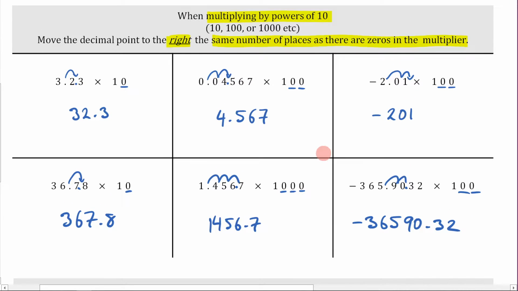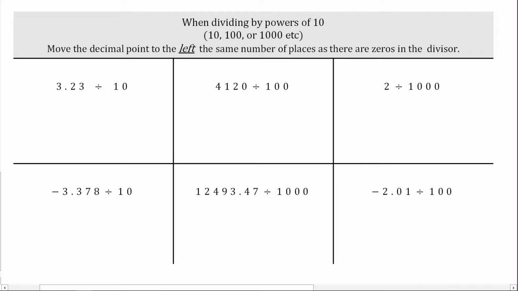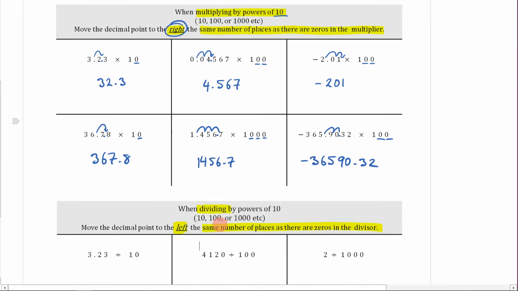So remember, when you're multiplying by powers of 10, you move the decimal point to the right, the same number of places as there are zeros in the multiplier. Now we move on to dividing. Okay, so same idea, but now when dividing by powers of 10, so 10, 100, 1000, etc., move the decimal point to the left the same number of places as there are zeros in the divisor. So notice the difference. The only difference between multiplying and dividing by powers of 10 is one, you're moving it to the right, the other, you're moving it to the left.